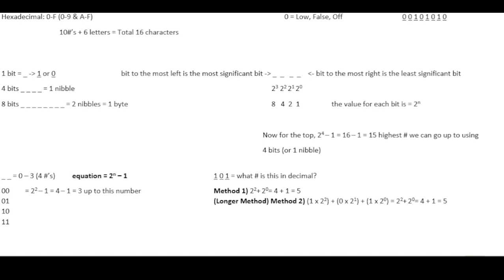So 1 times 2 to the power of 2 is 4. 4 plus 1 is 5. This binary number is 5 in the decimal number system. Okay, what is the longer method?